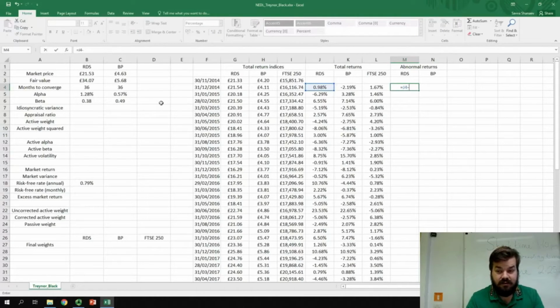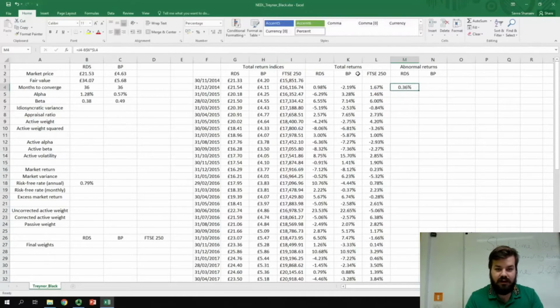The expected return would be just the beta of the stock, and we need to lock the row here, as the beta is the same for all of the months, but it's different for our stocks. And we multiply that by the return of the benchmark in these respective months. And we need to lock the column here, as the return of the benchmark is the same for both stocks, but changes month to month, obviously.